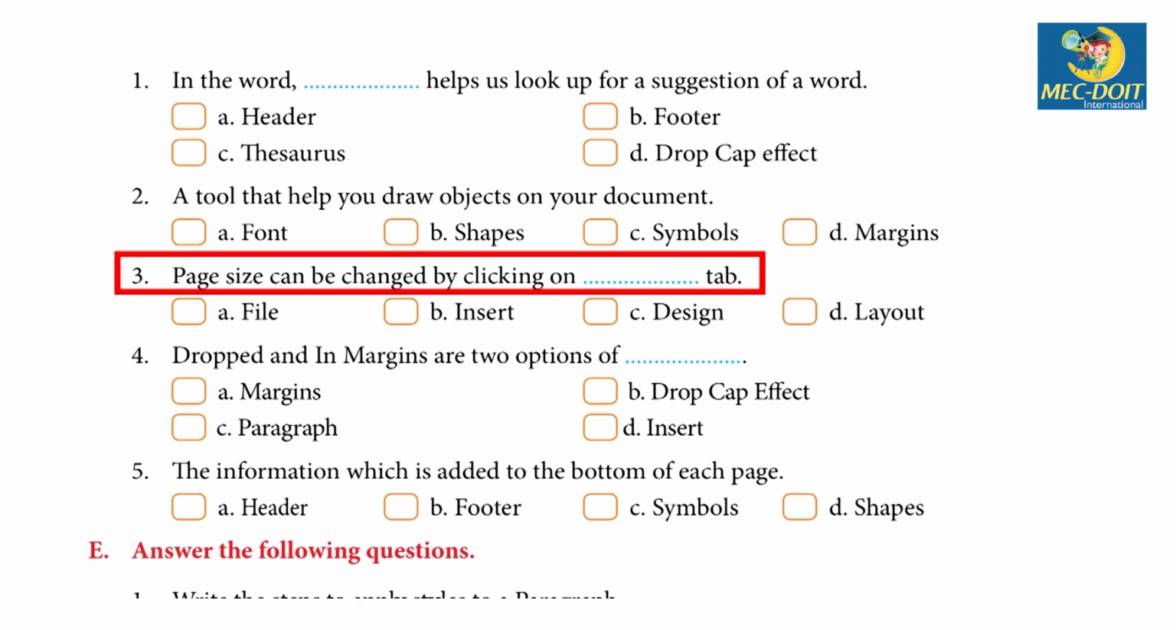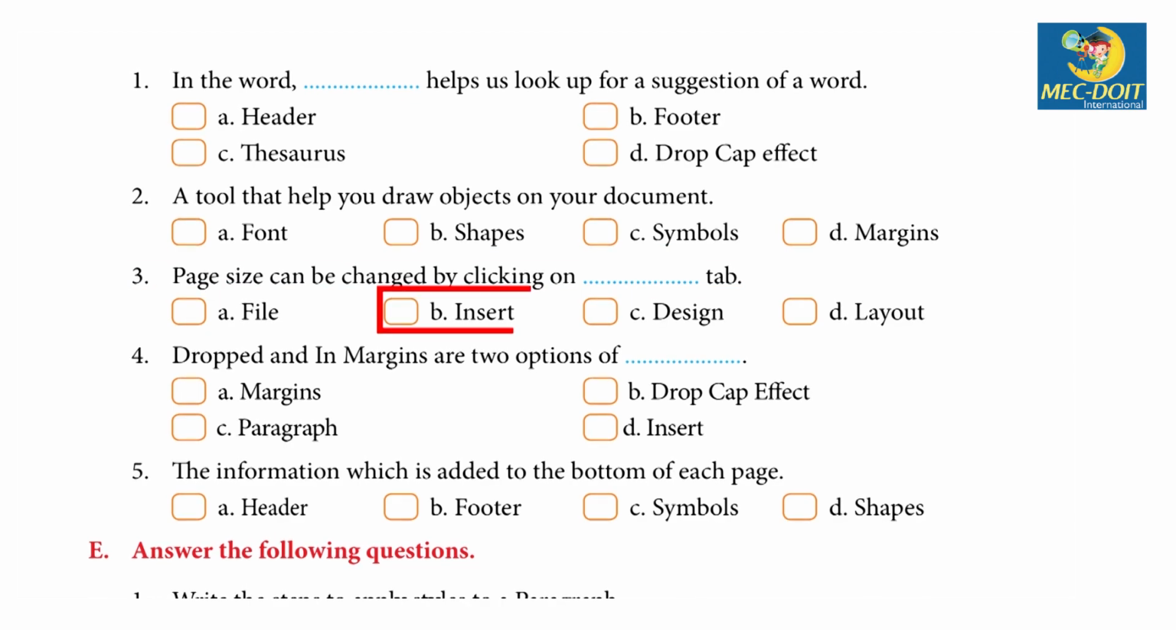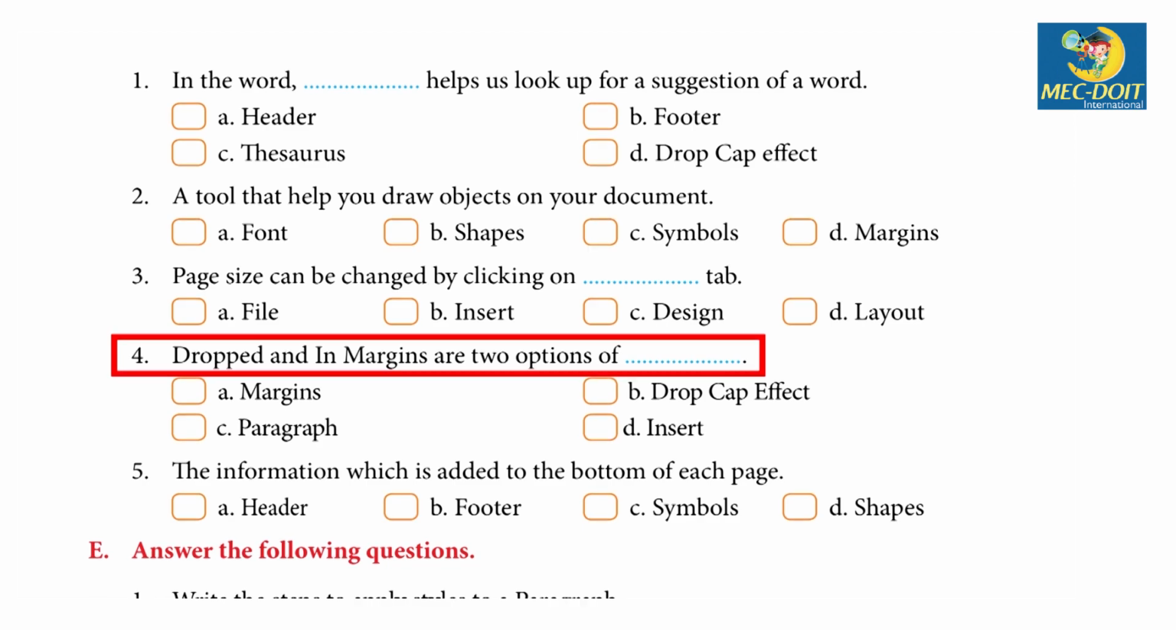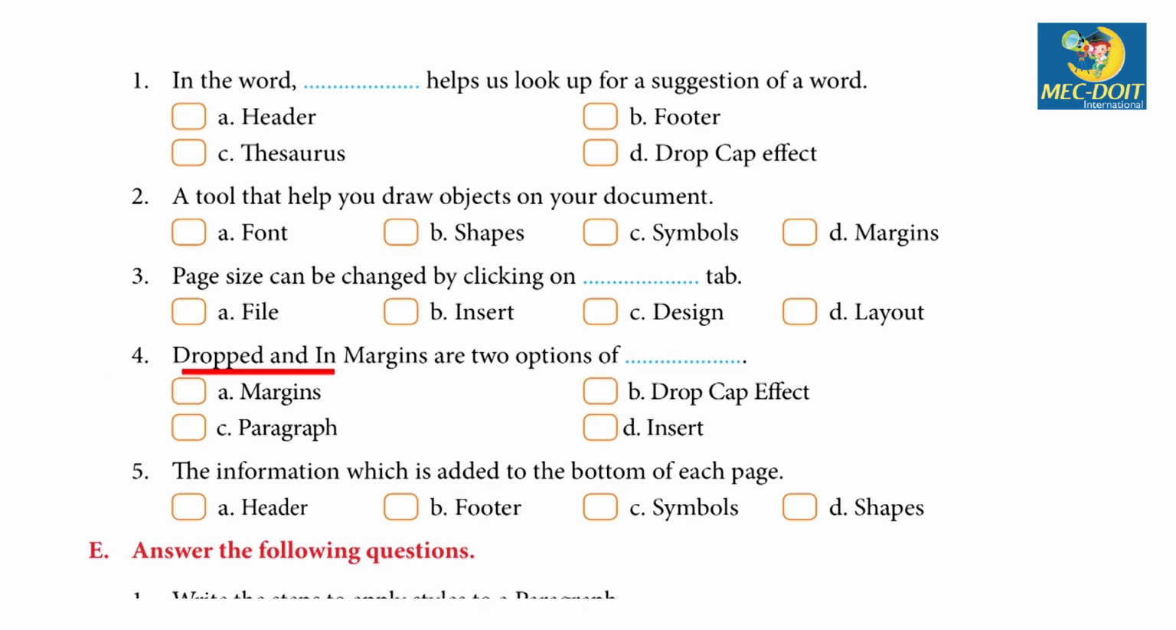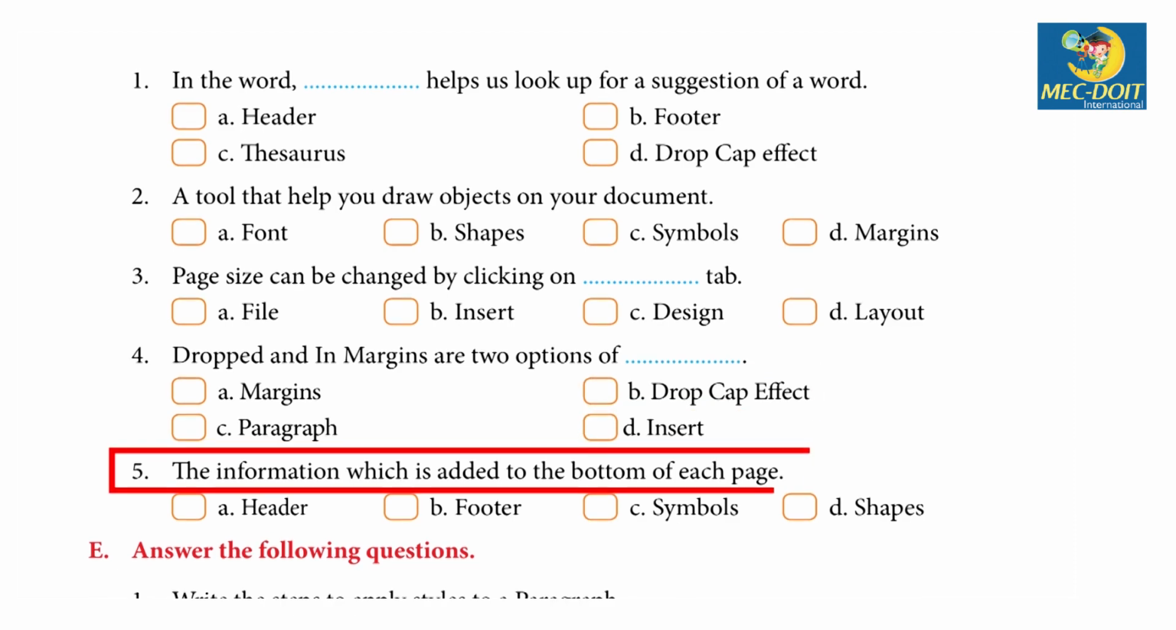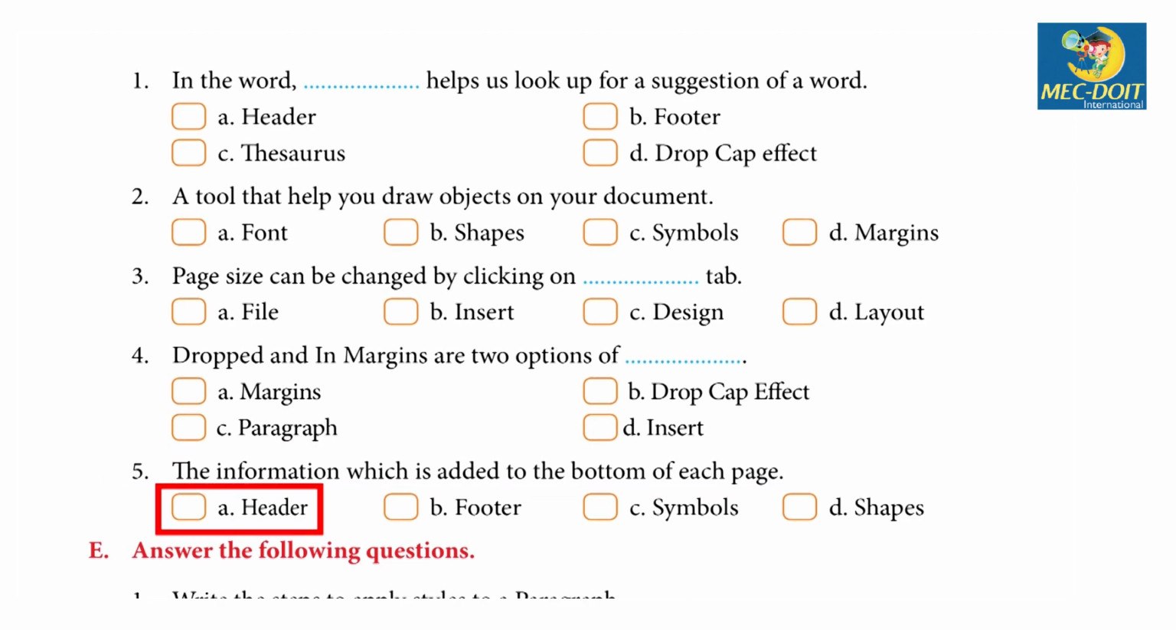3. Page size can be changed by clicking on dash tab. A. File. B. Insert. C. Design. D. Layout. Answer: layout. 4. Dropped cap and in margins are two options of dash. A. Margins. B. Drop cap effect. C. Paragraph. D. Insert. Answer: drop cap effect. 5. The information which is added to the bottom of each page. A. Header. B. Footer. C. Symbols. D. Shapes. Answer: footer.